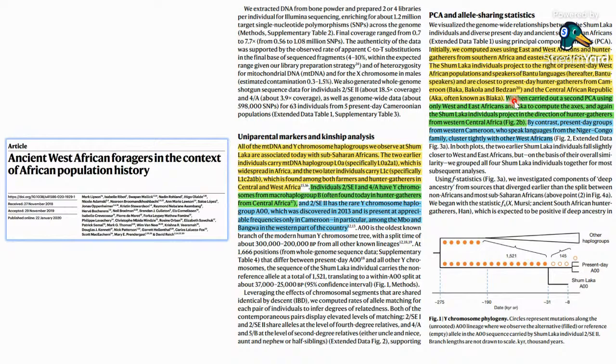It says, we then carried out a second PCA using only West and East Africans and Aka to compute the axis. And again, the Sri Lanka individual projects in this direction of hunter-gatherers from Western Africa. By contrast, present-day groups from Western Cameroon who speak languages from the Niger-Congo family cluster tightly with other West Africans. All right, so again, people who speak the Niger-Congo group cluster tightly with other West Africans, as opposed to this Sri Lanka burial site or these Sri Lanka remains.